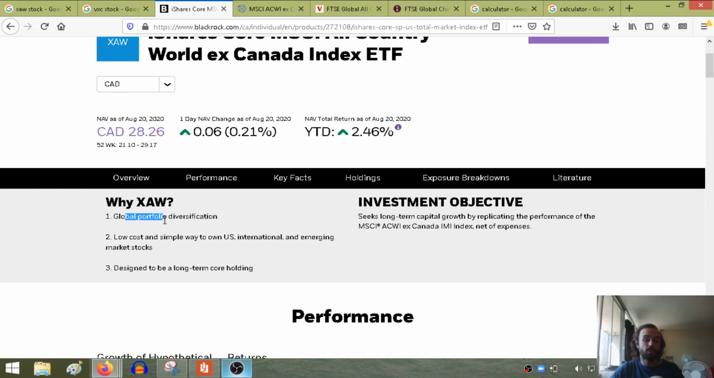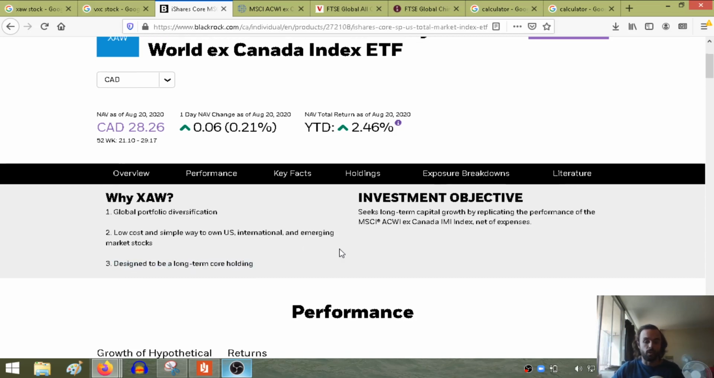So why would you want to own XAW? You would want to own it for global portfolio diversification. The second reason, low cost and a simple way to own U.S., international, and emerging market stocks. So that's the interesting thing about this one, it does give you exposure to the top U.S. companies. And again, why not just have your money in them, because you're going to see the most growth out of that. But also it is invested in international developing countries and emerging markets as well. So you're getting good exposure in that sense, and it is designed to be a long-term core holding.